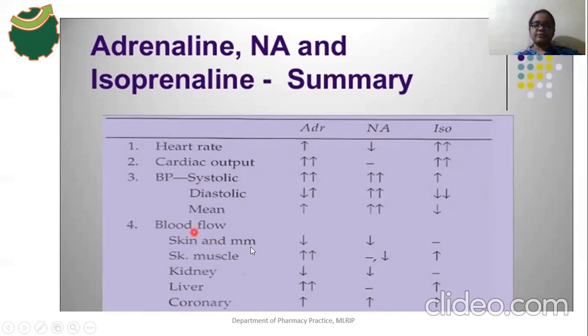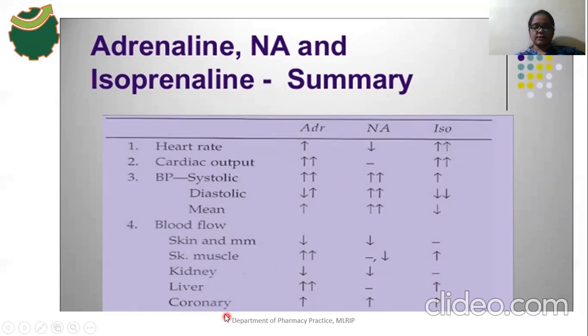Blood flow to the skin and mucous membrane is decreased by adrenaline, and it is also decreased by noradrenaline. There is no isoprenaline effect on blood flow. In the kidneys, blood flow is also decreased by adrenaline and noradrenaline. And the blood flow to the liver is increased by adrenaline, and isoprenaline also increases the blood flow to the liver.